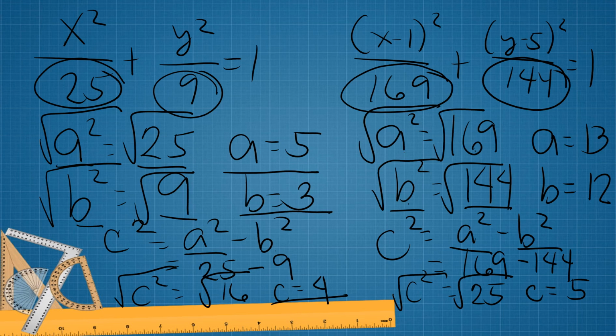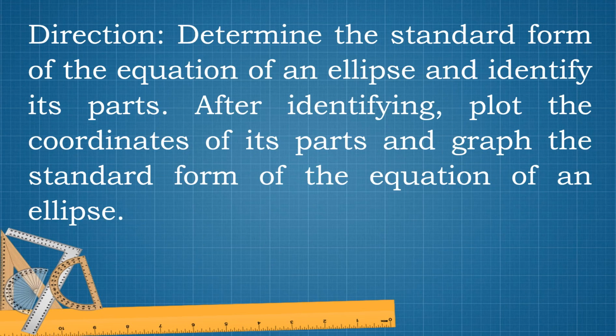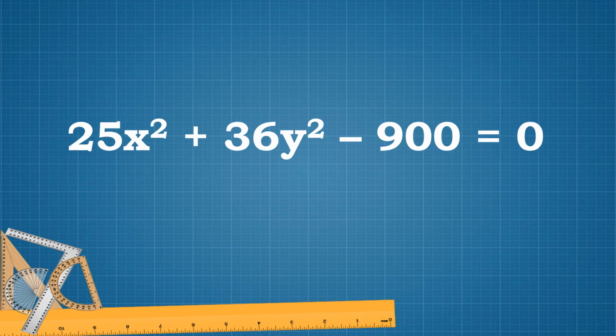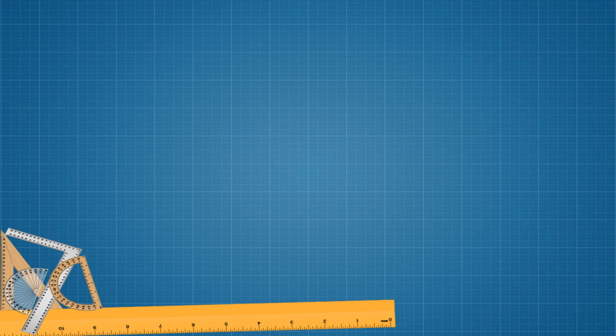Since you already know the 3 important skills that we need in order for us to identify the parts of an ellipse, let's try identifying the parts of an ellipse. Let's have this example. The example is 25x squared plus 36y squared minus 900 equals 0. As you can see, this is different from the first example because this is in the general form of an equation of an ellipse. So the first thing that we need to do, we need to determine the standard form of an equation of an ellipse. It implies that we need to transform this equation into standard form.